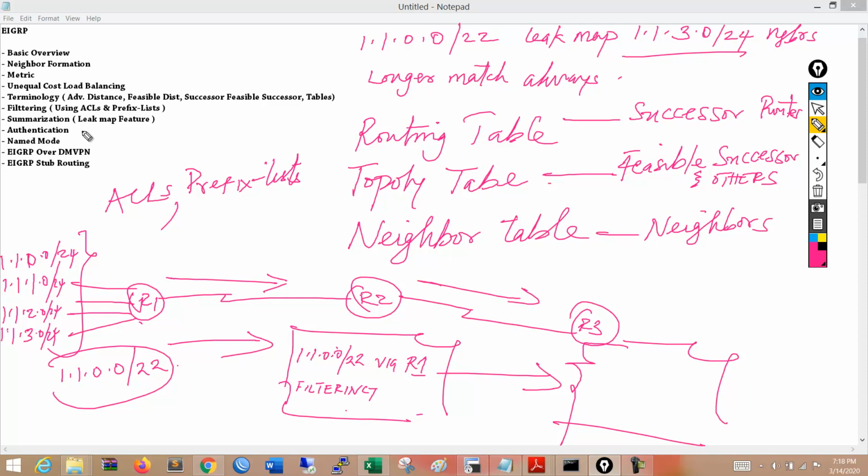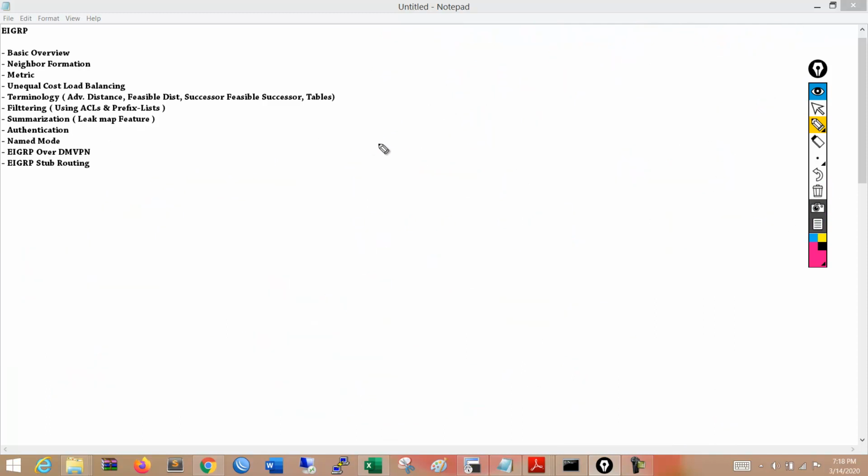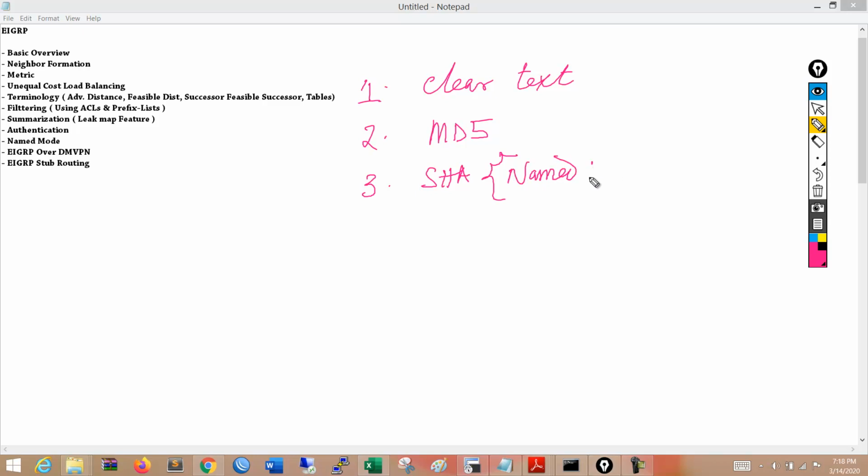For authentication, EIGRP actually uses 3 types of authentication, one of which is clear text. Number 2 is MD5 hash, and number 3 utilizes SHA, although this can only be utilized when you are running in named mode.